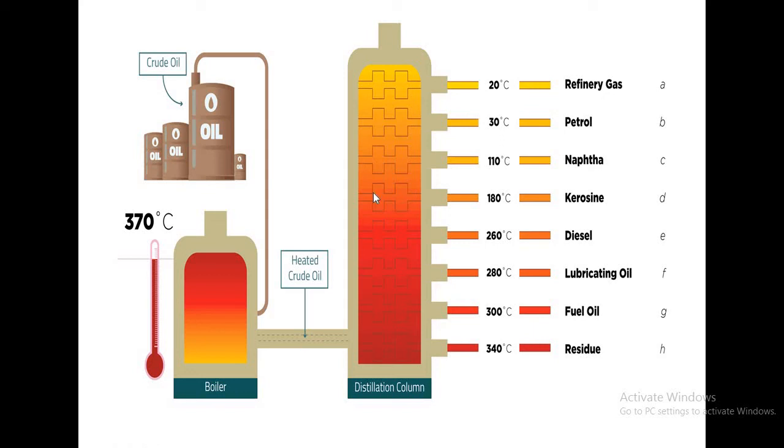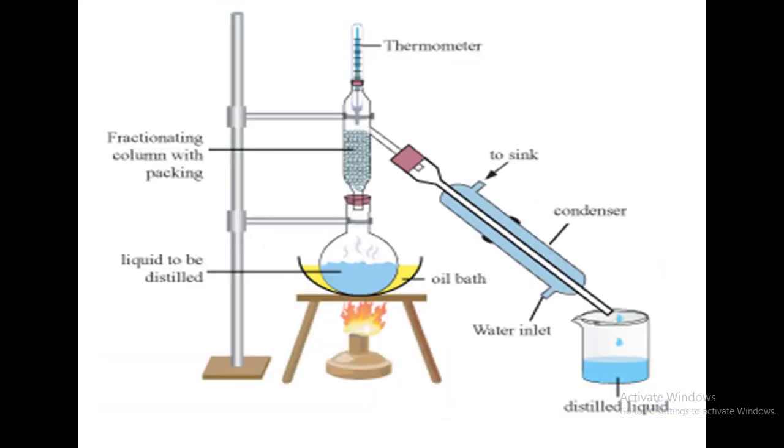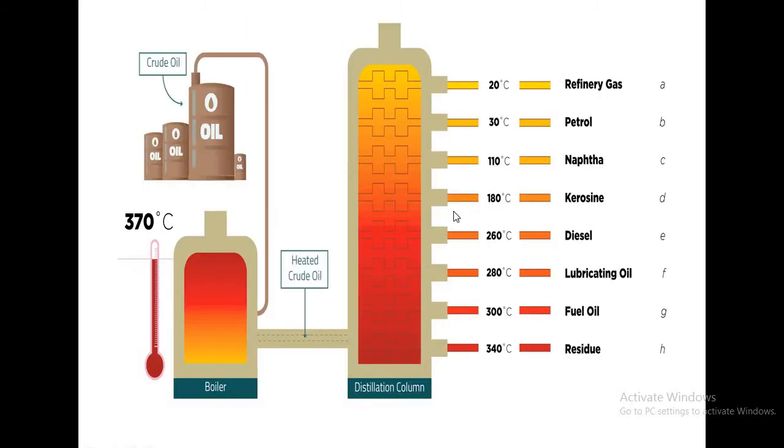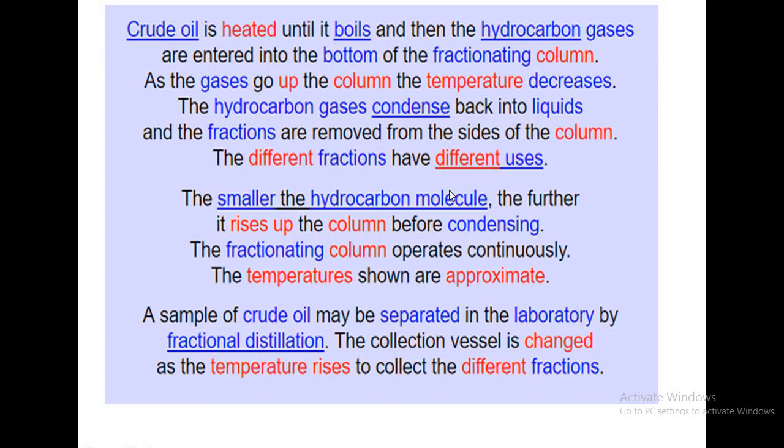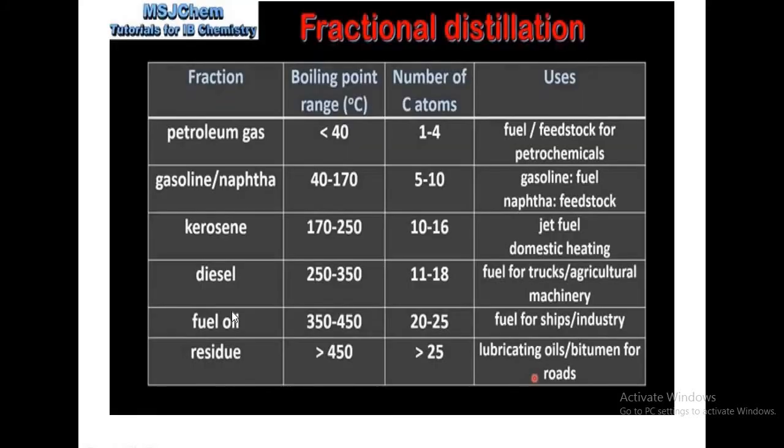So basically, they are going to ask you how fractional distillation works. This is what you are going to write, whatever I have explained here. And if they ask you how the different fractions of petroleum are separated, these are the points you are going to include. First, you will tell the name of the process, then how it works: the smaller hydrocarbon molecules rise up the column before condensing, so the fractionating column operates continually. The temperatures shown here are approximate, so they can even change.